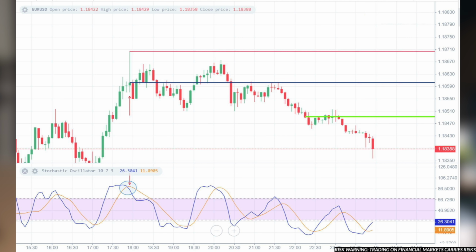The blue circle points at the cross of the %K and %D lines downward, above the 70% level. So we open a sell position at the close of the candlestick, which is the blue line. The stop loss is placed at the local minimum, the red dotted line, and the take profit is almost at the same distance, the green line, of course. As we can see from the chart, the trade was successfully closed at the take profit level.